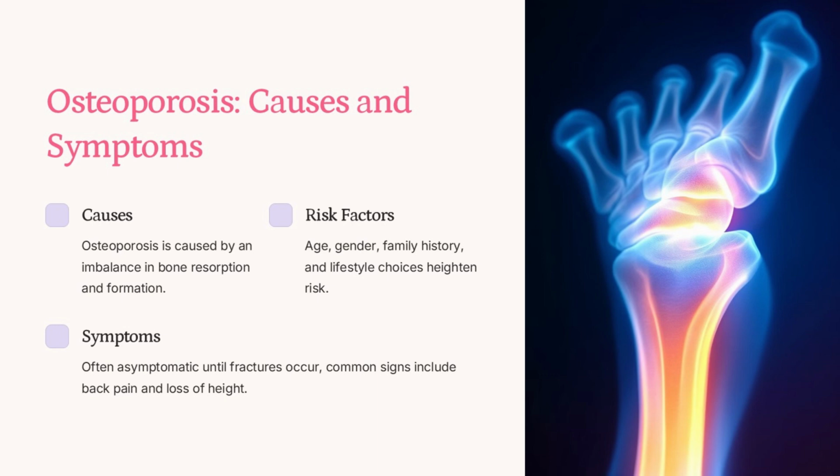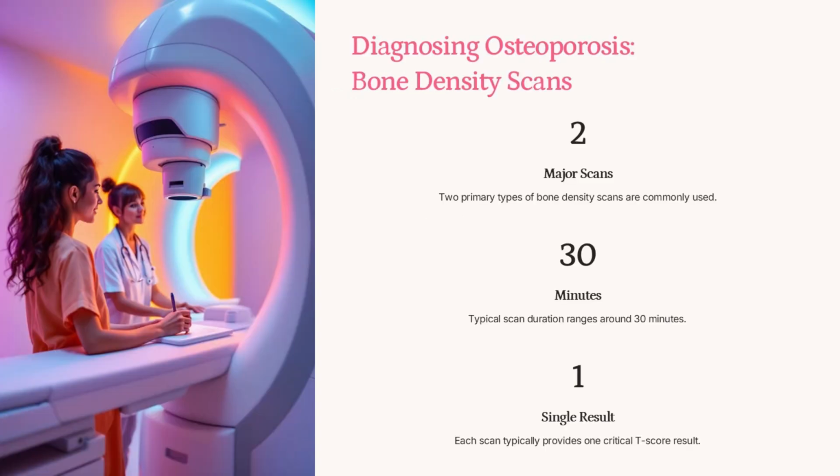Common signs include back pain and gradual loss of height as vertebrae collapse. Early detection and treatment are important to prevent serious fractures, especially of the hip, spine, and wrist. Bone density scans are a key tool for diagnosing osteoporosis, a condition where bones become weak and brittle. There are two main types of bone density scans commonly used. I'll briefly explain each. These scans typically take around 30 minutes to complete.